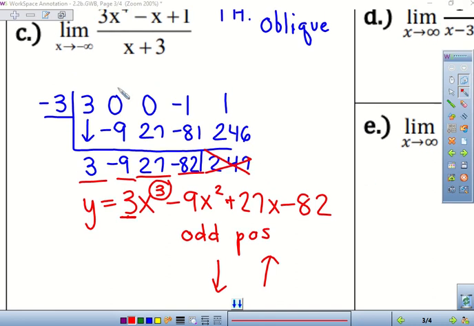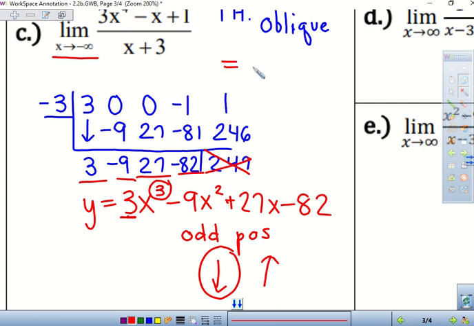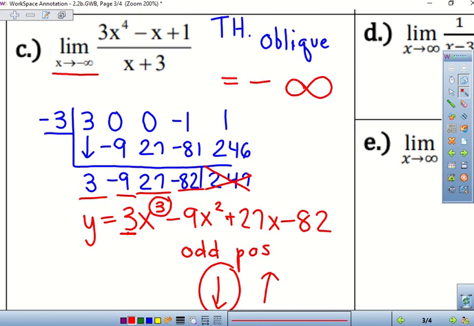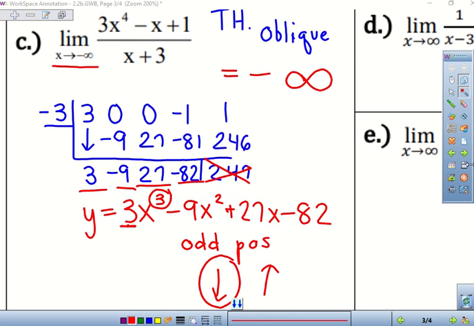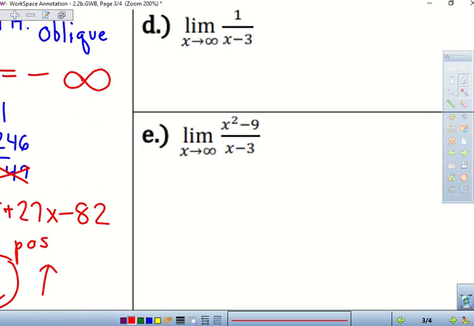This end behavior determines the limit of the original function. So as the limit approaches negative infinity, that's this way, so we're going down to negative infinity. So just a rule: if you deal with an oblique asymptote instead of a horizontal, your limit will always approach one of the infinities. Okay, oblique is going to give you an infinity limit. Does that make sense to everybody? Yes? No? Okay, that's how you do that.